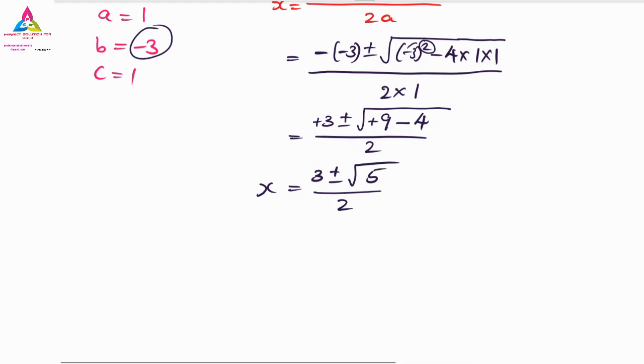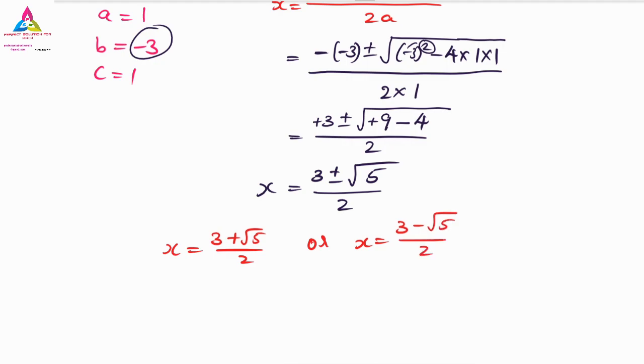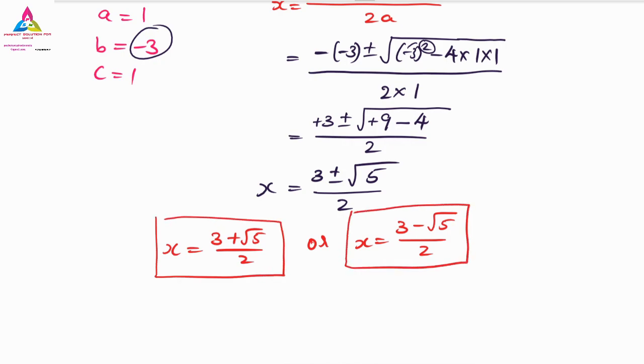What is the next? So here the next is simple. x is equal to 3 plus root 5 divided by 2, and separately, x is equal to 3 minus root 5 divided by 2. We have to write separately. This is your answer, the end of the answer, because we are not supposed to find that root 5 value. No need to find that root 5 value. If the root value comes and it is not a perfect square number, there you have to stop, and that is your final answer.